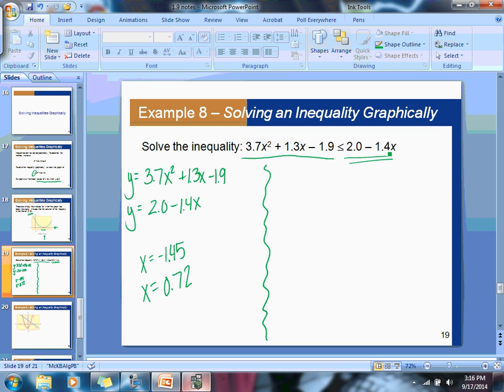So if I was doing that, I would want to move everything over to the left side because I want to keep that 3.7x squared positive. So I'm going to add my 1.4x over, so that gives me 2.7x. I'm going to subtract my 2 over, so that's minus 3.9 is less than or equal to 0. And then again, if I'm going to do this on the calculator, I'm going to set that equal to y when I plug it into my calculator. So that's the equation I'm going to plug into my calculator.